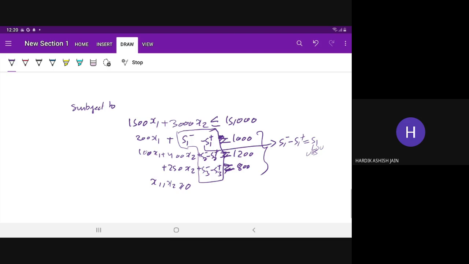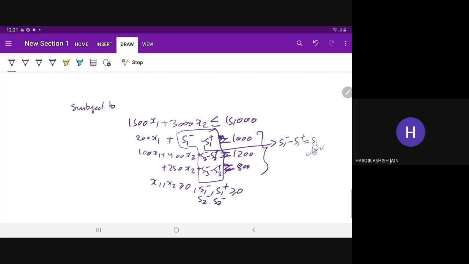I have used two variables in the simplex method to represent the URS. We have used two non-negative variables like this. So the same analogy we have here. I'm not saying that S1 plus or S1 minus are URS. They are strictly non-negative.